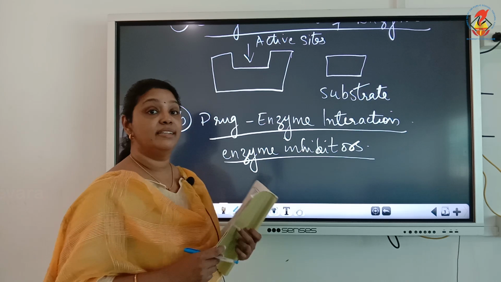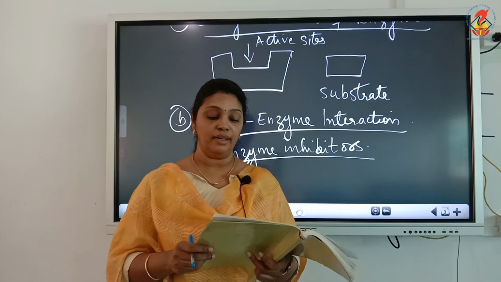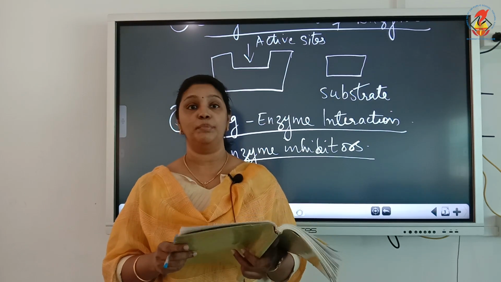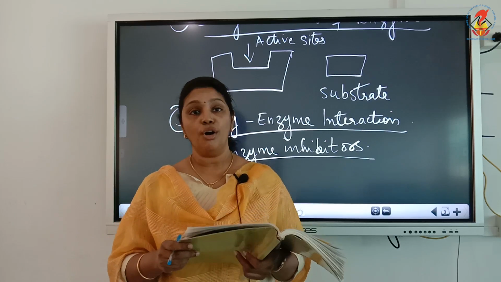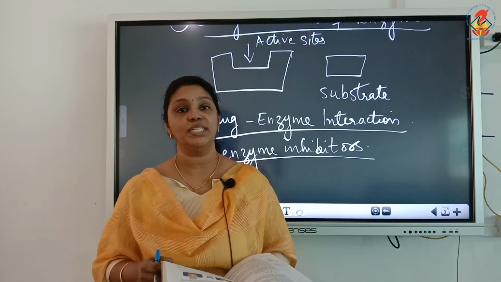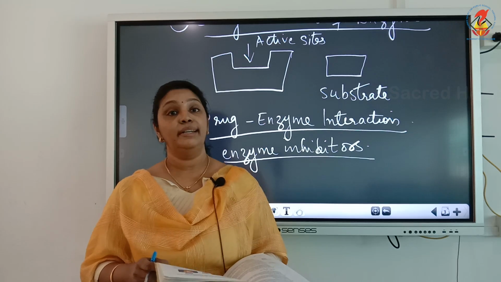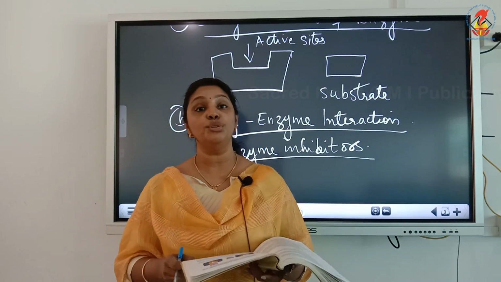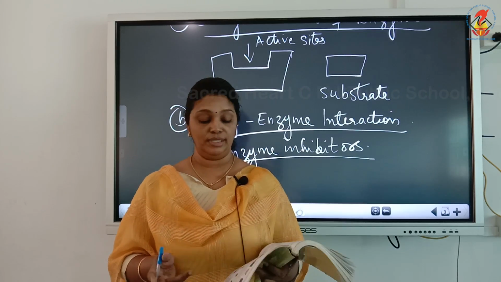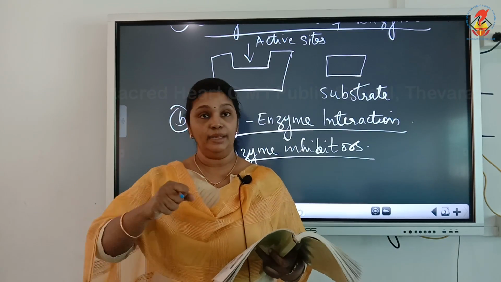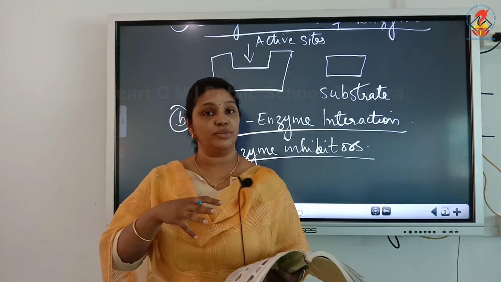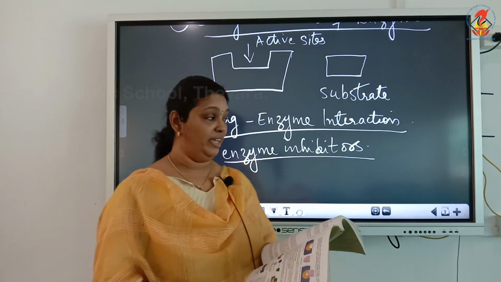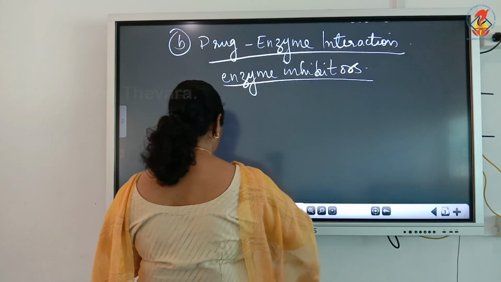So, what are enzyme inhibitors? They are drugs which block the binding site of the enzyme and prevent the binding of substrate, or which inhibit the catalytic activity of the enzyme. Drugs inhibit the attachment of substrate on the active site of enzymes in two different ways. So, these drugs will prevent the attack of substrate on the active site of the enzyme in two different ways. Let us see the two different ways.